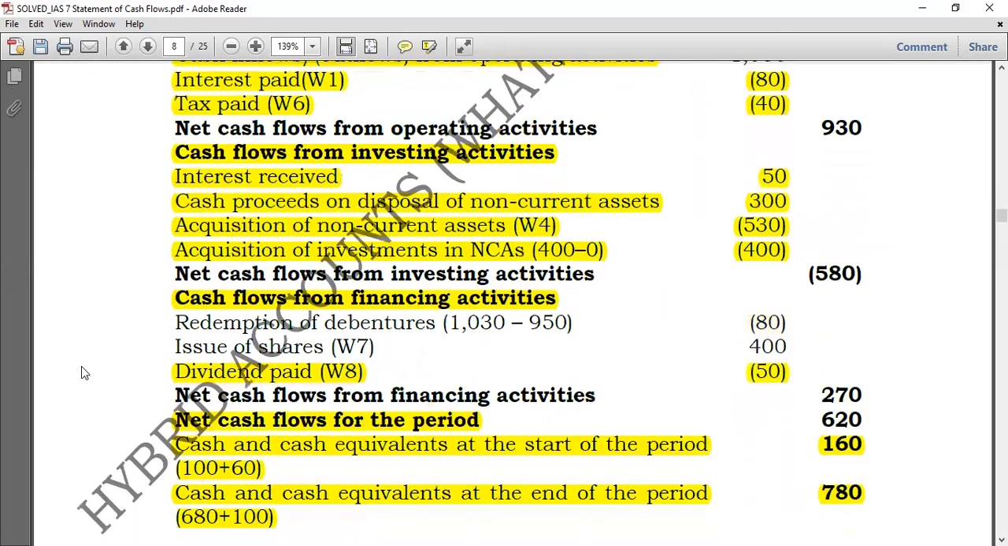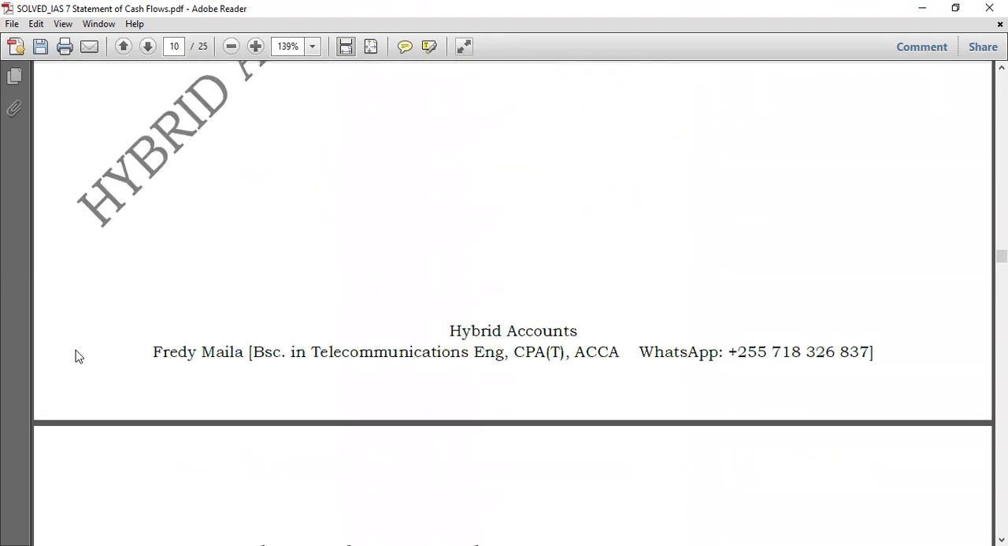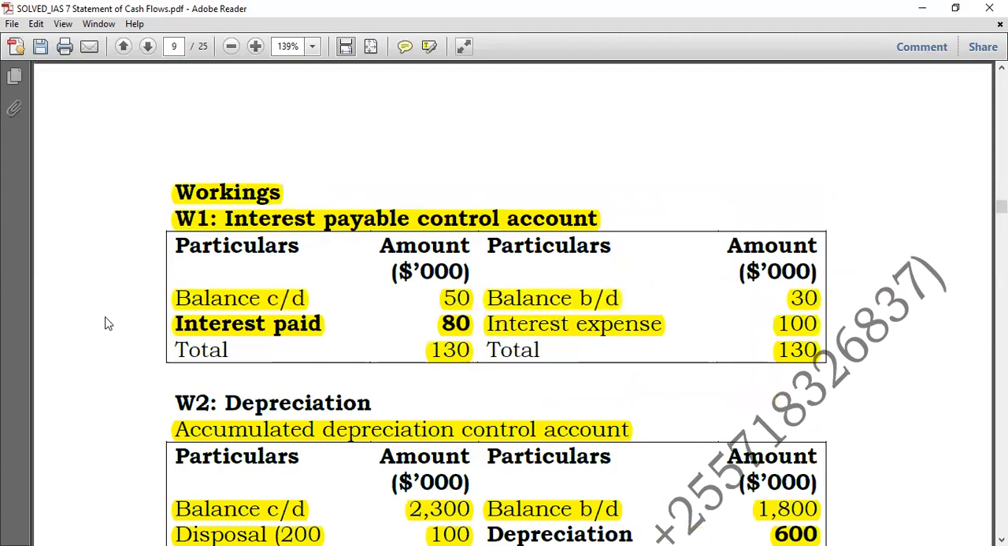So you see here, issue of shares, we said working 7, and it was just a difference of 400. Let's just go to see working 7, but there was no need here because it was obvious, but it's just nice for you to know so as to understand the common elements that are used. As for the ordinary share capital, we have the opening balance, you would have the closing balance on the debit side here, and then in case you issued more shares, they will stay on the credit side. So I would have cash received of 400, or you could have done directly because there is no other information.